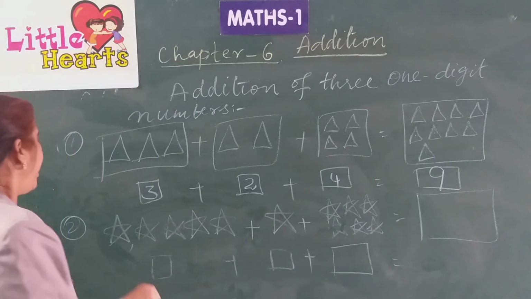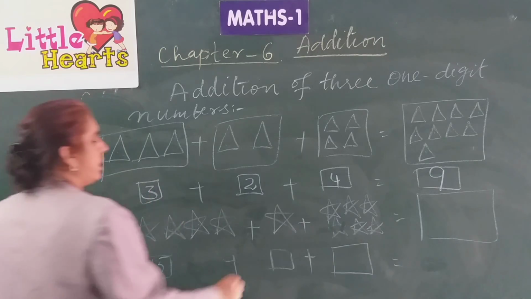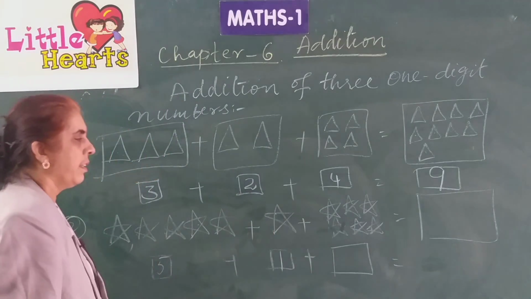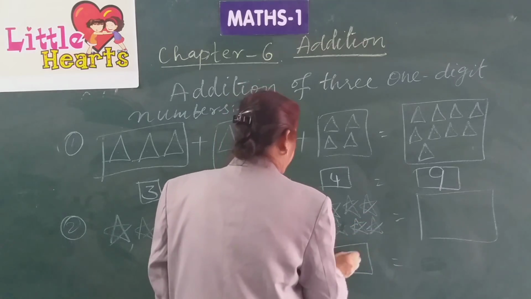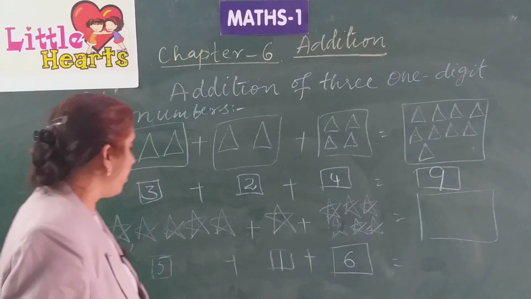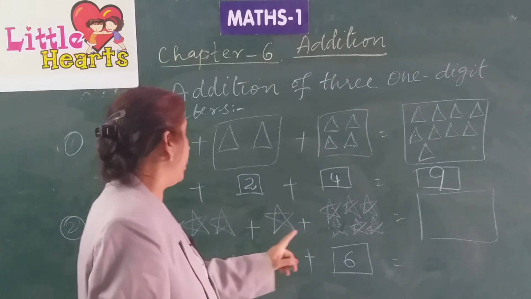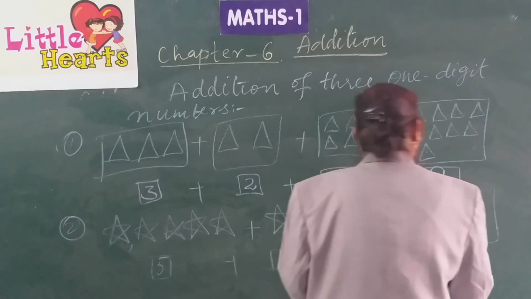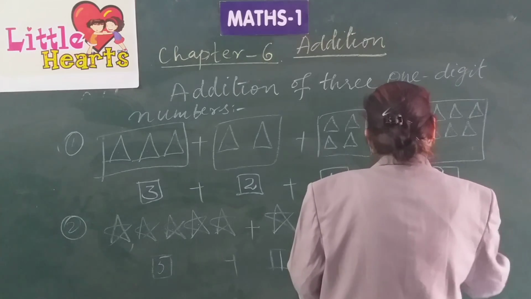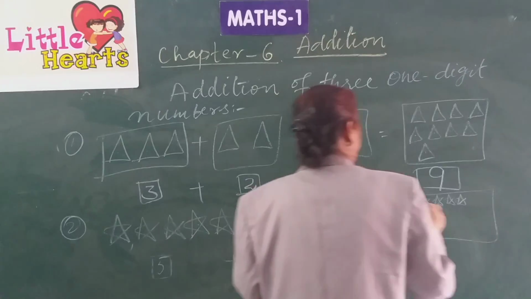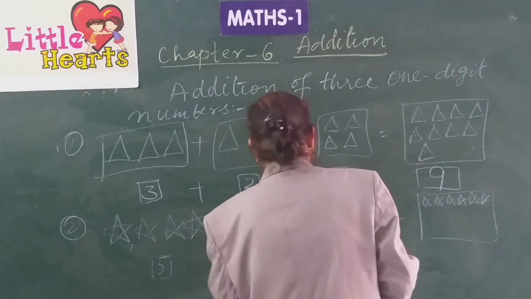Here in the first set 1, 2, 3, 4, 5 are there. In the second set 1 is there. And in the third set 1, 2, 3, 4, 5, 6. So now we have to combine all the stars in each set. 1, 2, 3, 4, 5 plus 1, 6 in the first two sets.